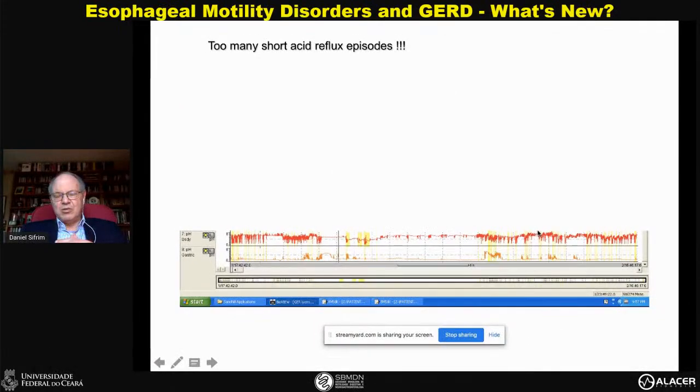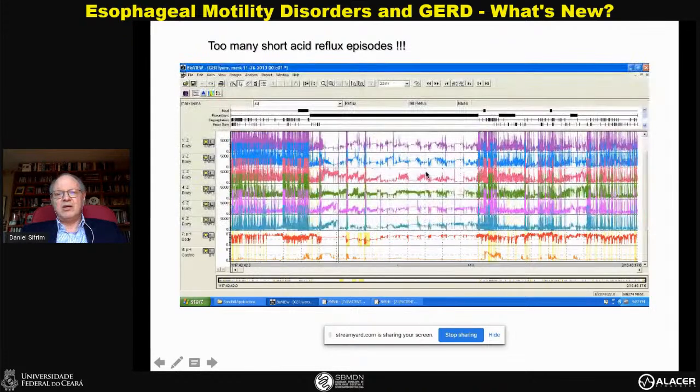Now let's have a look at this situation. This is a subject in which the pH metry shows many short-lasting spikes of pH drops. Many. A significant amount. Maybe 30, 40, 60 spikes of pH drop. What is this? Too many short acid reflux episodes, even perhaps with a normal total acid exposure. Well, these are all spikes in the impedance tracing.